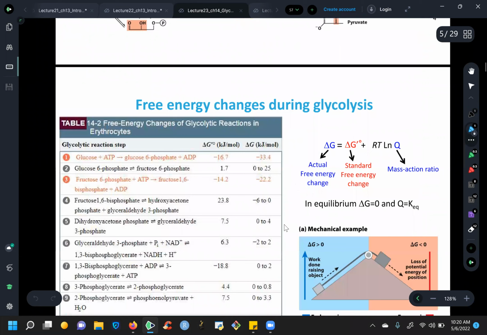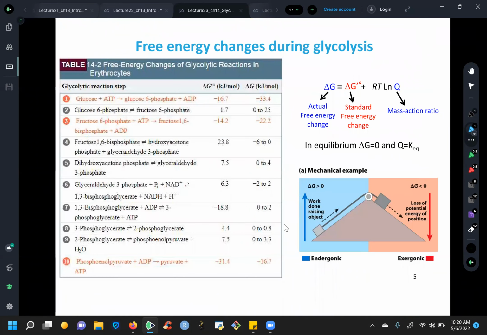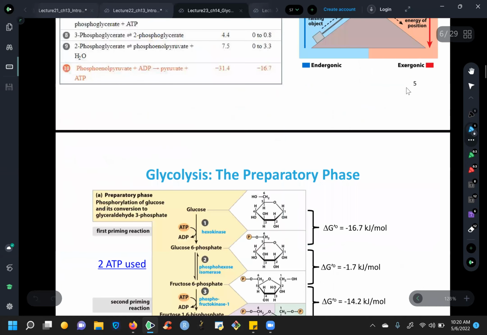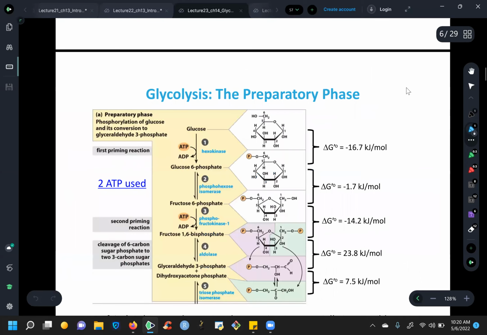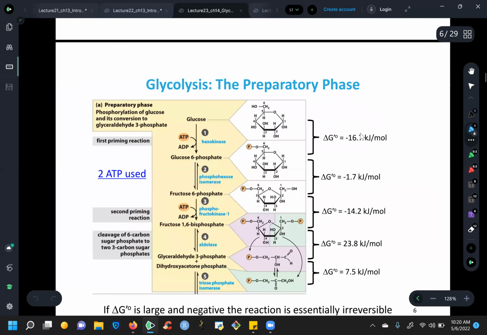Free energy changes during glycolysis. So here's reaction 1, 3, and 10 with negative delta G values. So those are the irreversible reactions. And then this equation, you should be familiar with it, just like how to work with it. The RT ln of Q. Remember, Q is just the concentration of the products over reactants under physiological conditions. So glycolysis, the preparatory phase.